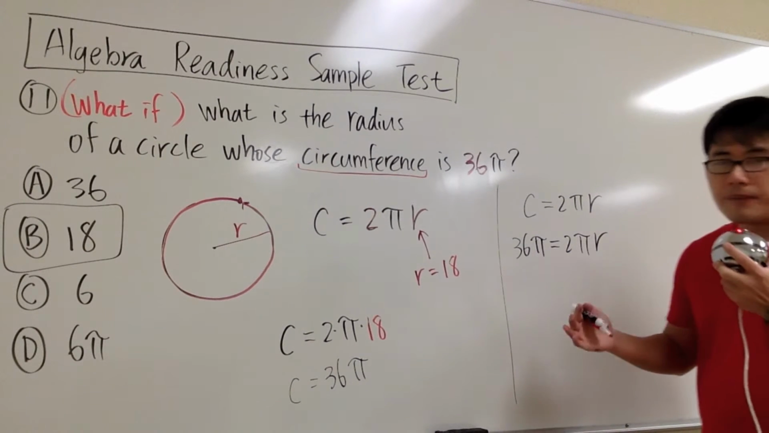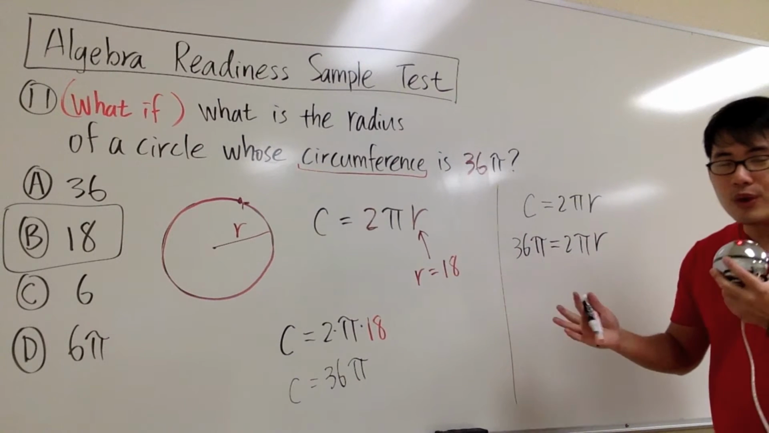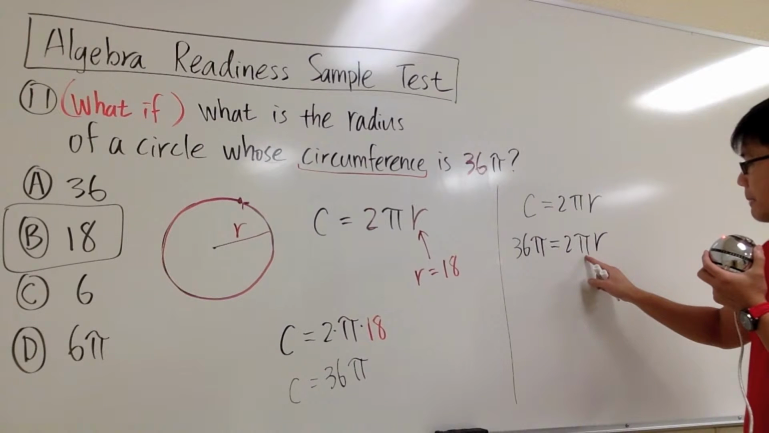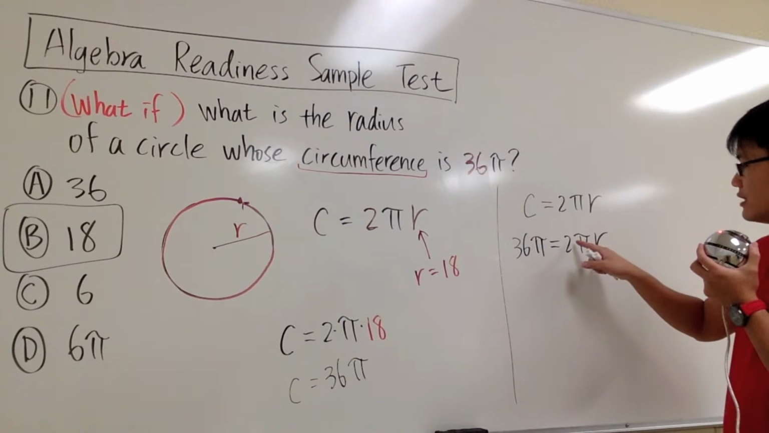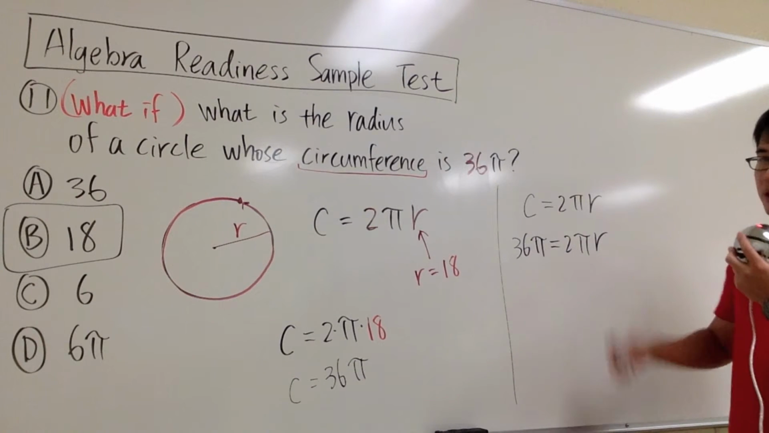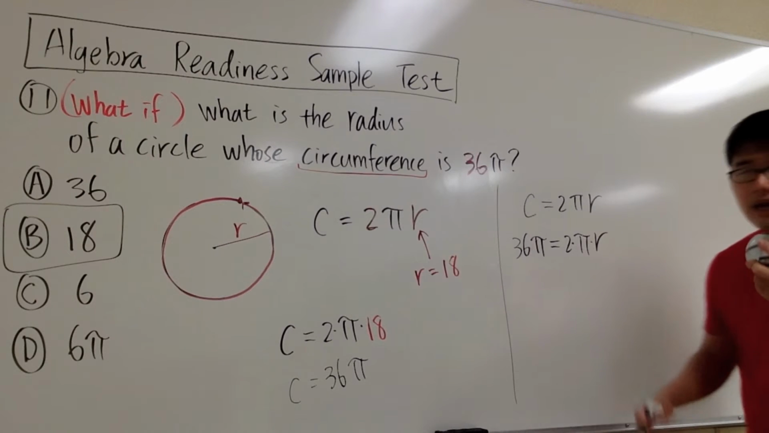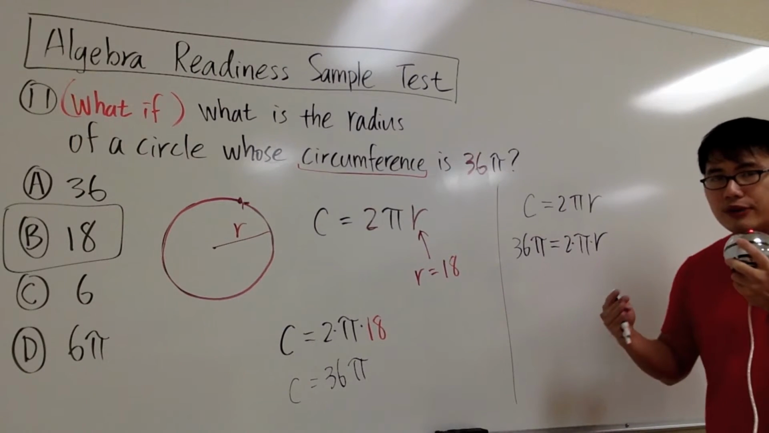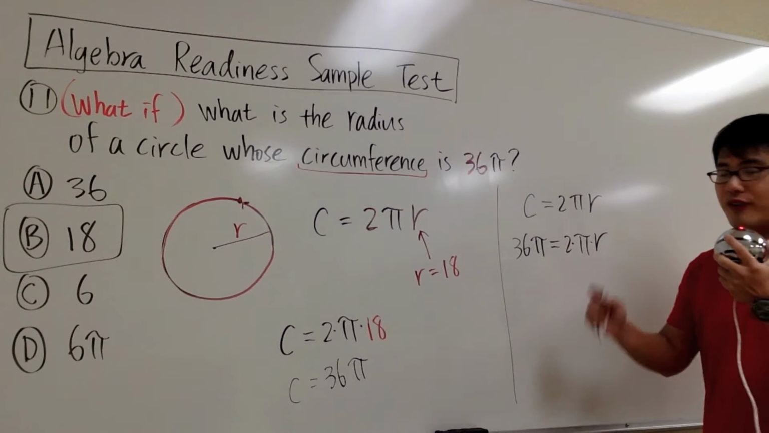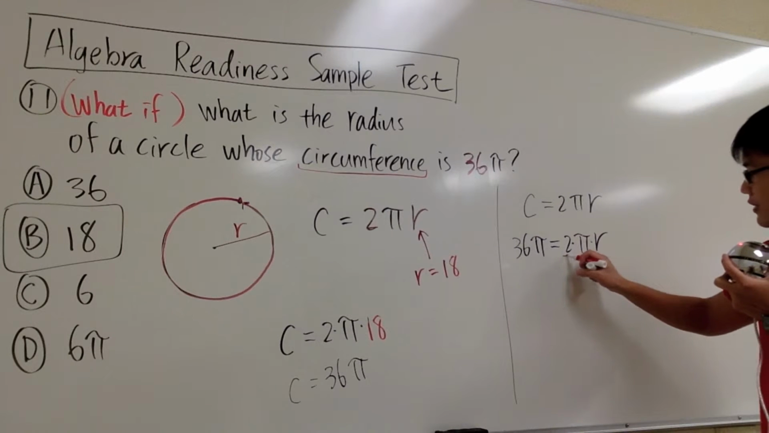And then in algebra, you see that we want to solve for r because that's the question. We want to get r by itself. Here we have 2 times pi times r. Even though there's no multiplication written, it's implied that we have multiplication. You can emphasize that if you would like by putting dots. And then to get r by itself, you have to do the opposite of these operations. The opposite of multiplication is to divide. So I'm going to divide.